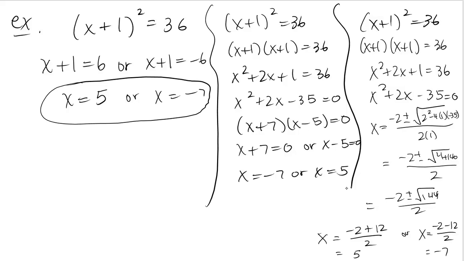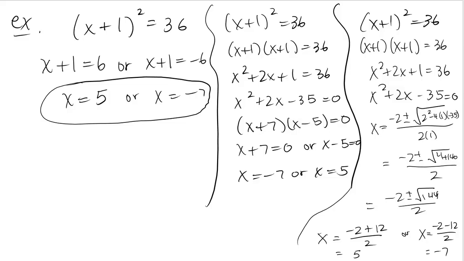And I get the same two solutions, but you can see that was a very inefficient way to do the problem. It was even worse than factoring, unless you just couldn't see how to factor that. If your factoring skills are still rusty, then factoring might be the worst way for you to do it. For me, the worst way is this quadratic formula.